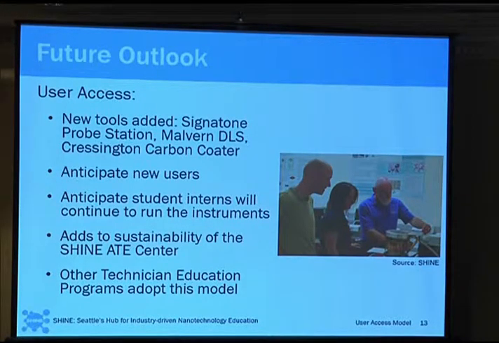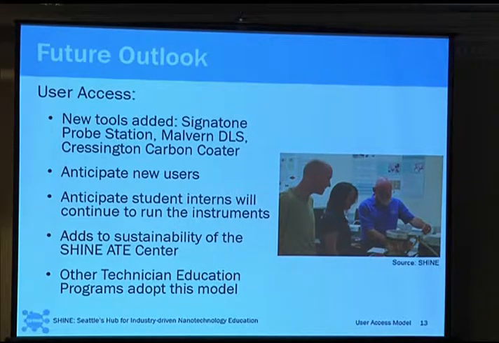And we also anticipate attracting new users, because outside of our industry partners, we had Shine probe a couple of companies that we don't currently work with and ask, will you use this? Is this something that you want students to be trained on and that you would like to use? So we anticipate that it will attract new users as well. Like I said, most of the time students are running the instrument, and we don't see that changing.